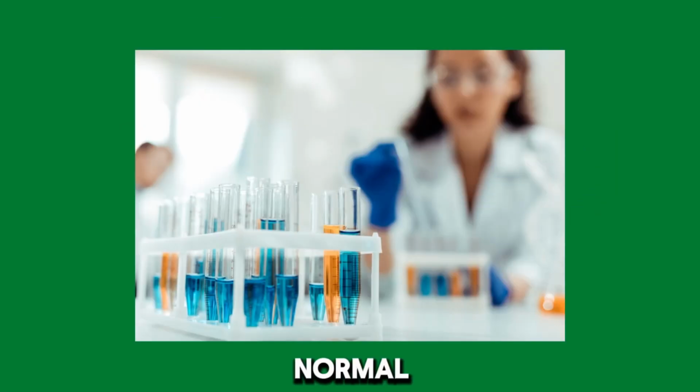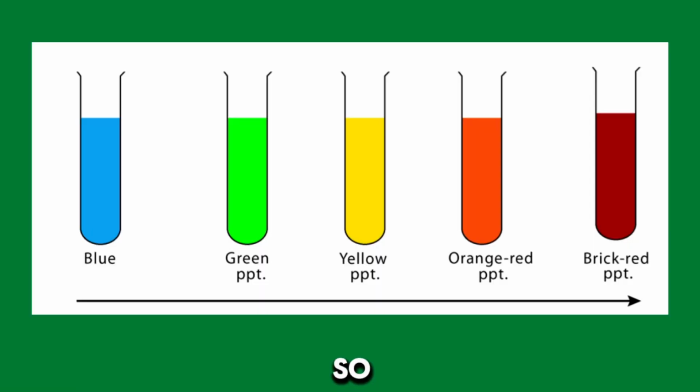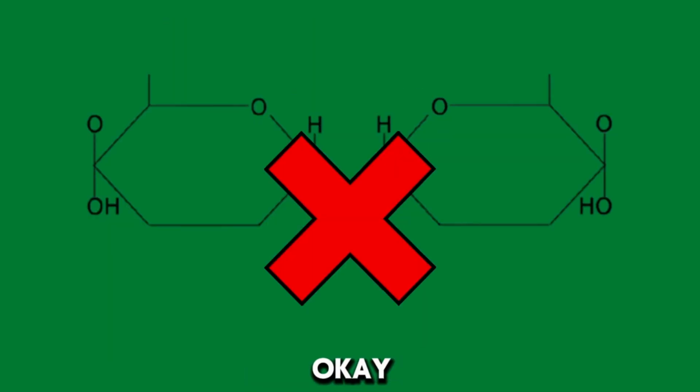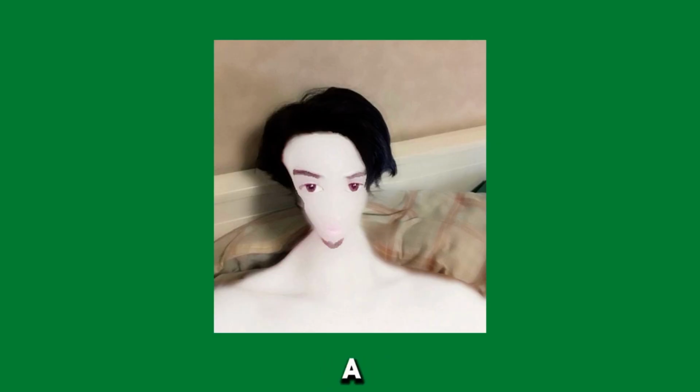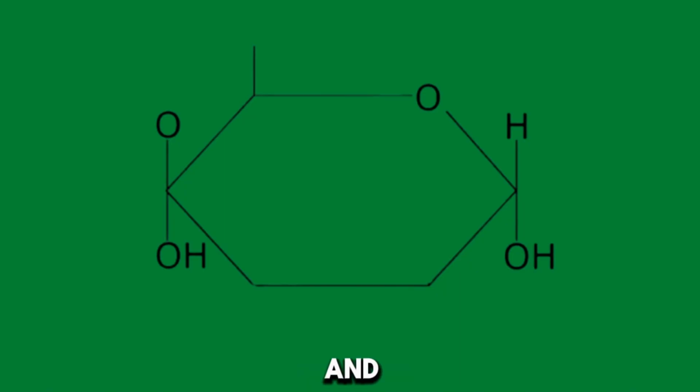We just test it as normal. We put Benedict's in it, and here are our color changes. So again, blue means nothing. When we get blue, it means there are no monosaccharides or disaccharides. So pretty much all we just did is we got our sample, we tested it with Benedict's solution for any reducing sugars, and nothing came up.